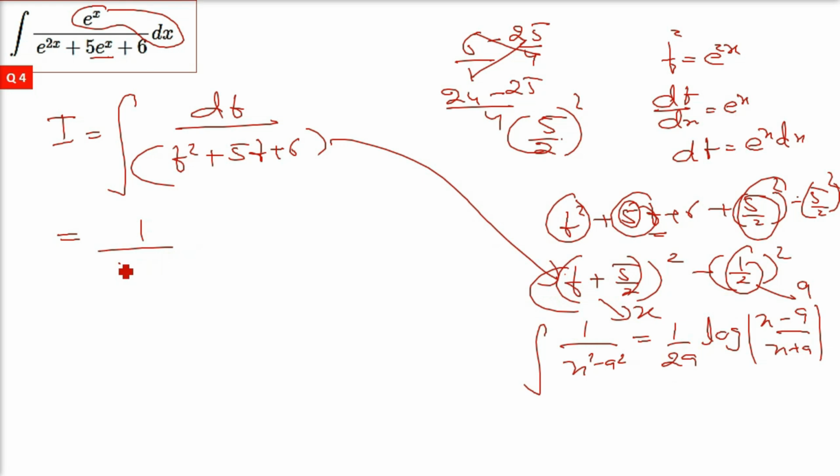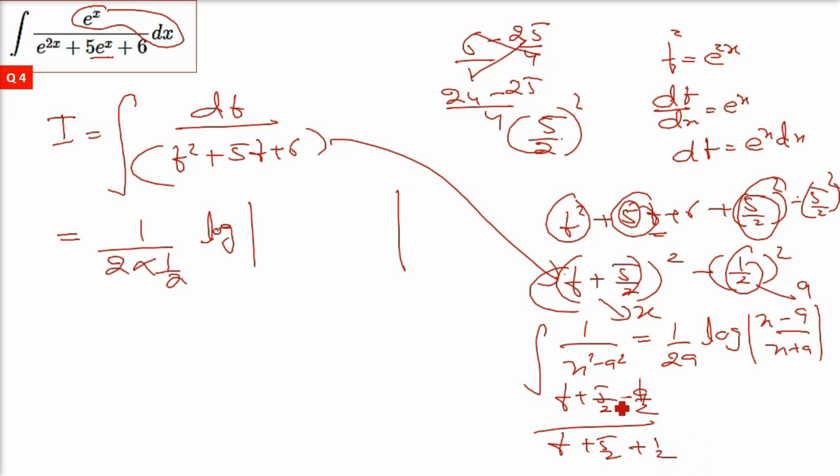So now you have to assume x as t plus 5 by 2 and a as half. So 1 by 2a, which is 1 by 2 into half, and then log of x minus a. I told you x we will take as t plus 5 by 2. So t plus 5 by 2 minus half in the numerator, and the denominator will be t plus 5 by 2 plus half. And this 5 by 2 minus half can be resolved further. That will be 5 by 2 minus 1 by 2 is 4 by 2, that is 2. So the numerator will become t plus 2, the denominator will become 5 plus 1 is 6, 6 by 2 is 3. So t plus 3. So t plus 2 divided by t plus 3.